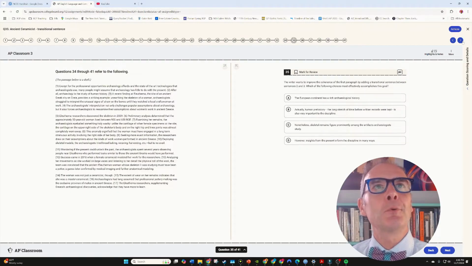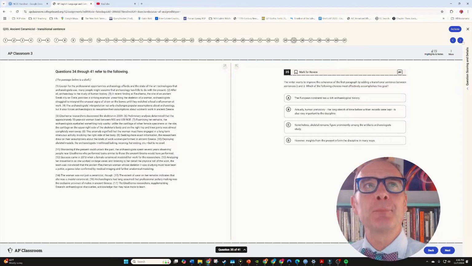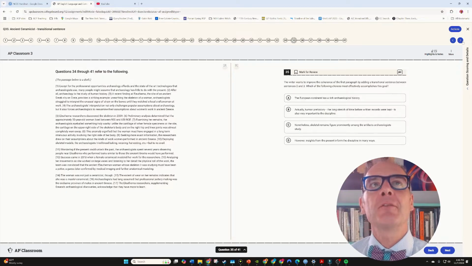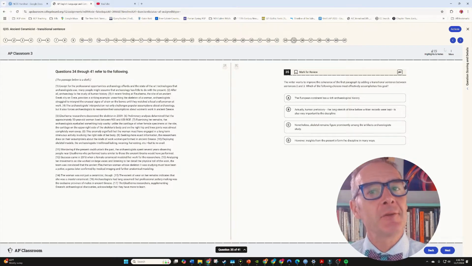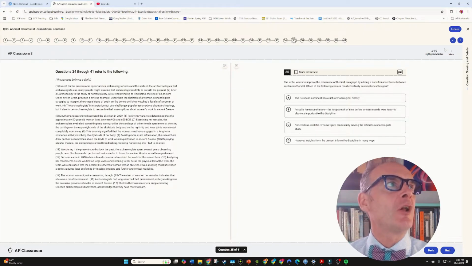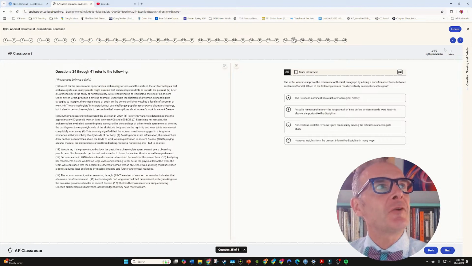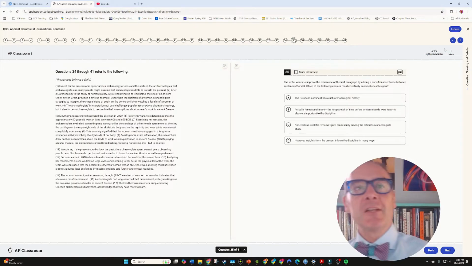The writer wants to improve the coherence of the first paragraph by adding a transitional sentence between sentences 2 and 3. Which of the following choices most effectively accomplishes this goal? Well, let's look at sentences 2 and 3. 2: After all, archaeology is the study of human history. And 3: A recent finding at Eleutherna. So this is a transitional sentence between a general hook, a general introduction, and then a transition to the more specific study that's being discussed in this passage. Let's look at our answers.